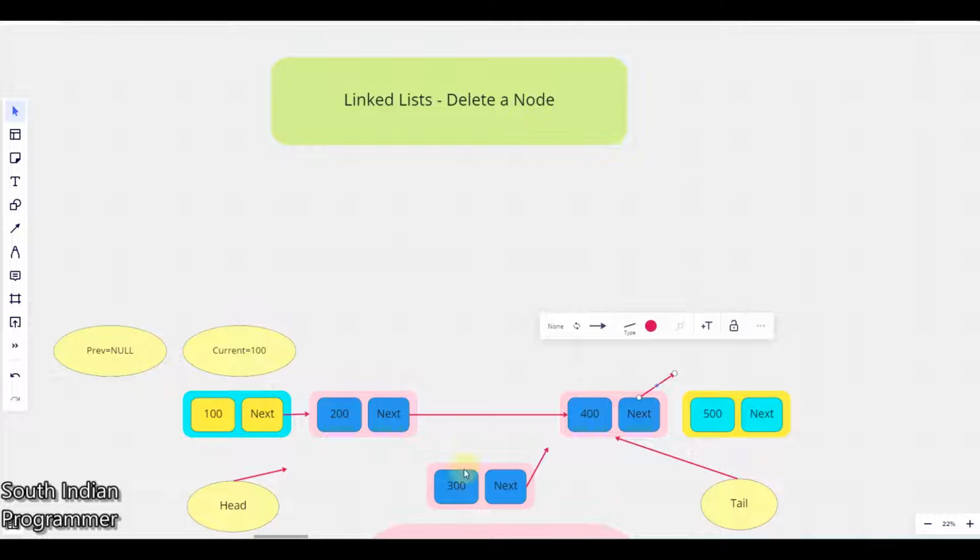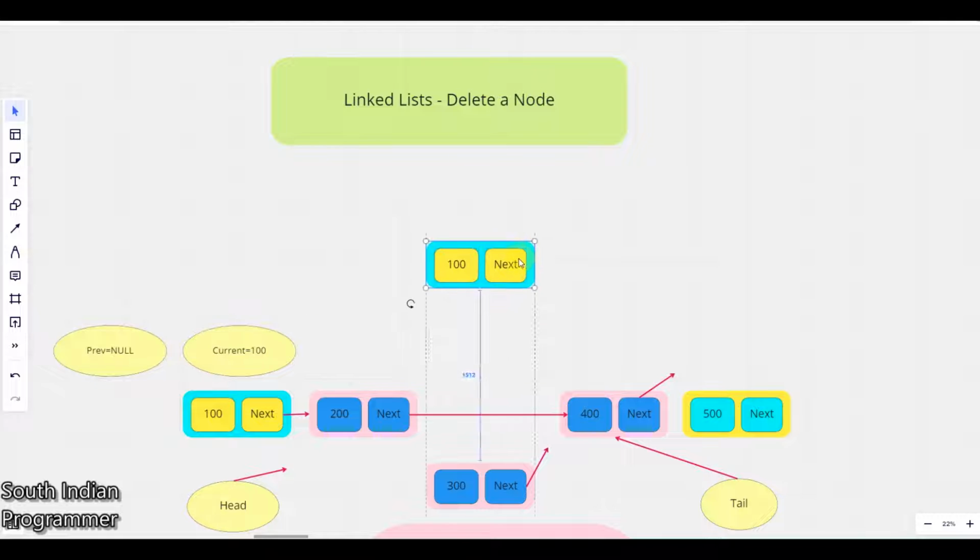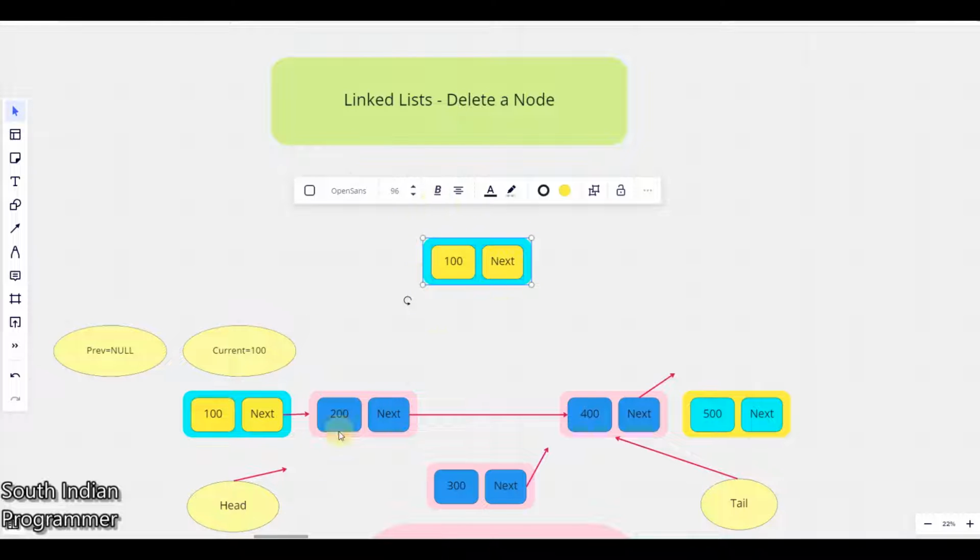Here you can think there is only one node. How do I delete this? For example, you have this kind of list where only 100 is there. Their head and tail are the same. At that time, what do you do? Those kinds of conditions, we'll handle in this video.